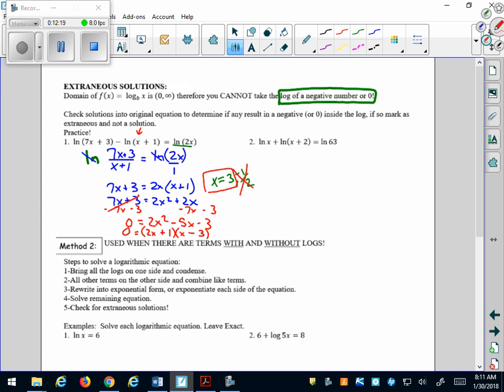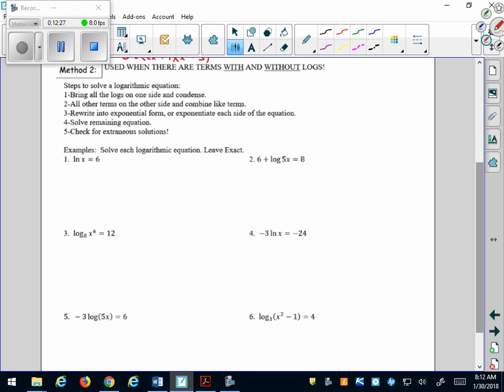Okay, I'm going to move on to method 2, since we've got shortened classes here today and we need to get through a little bit more than what we have. Method 2 is used when there are terms with logs and without logs. So far we've had everything had a log. Here, not necessarily. And sometimes there's more than one way to solve these. But here are the steps. Bring all the logs to one side and then condense them. And then rewrite it in exponential form.